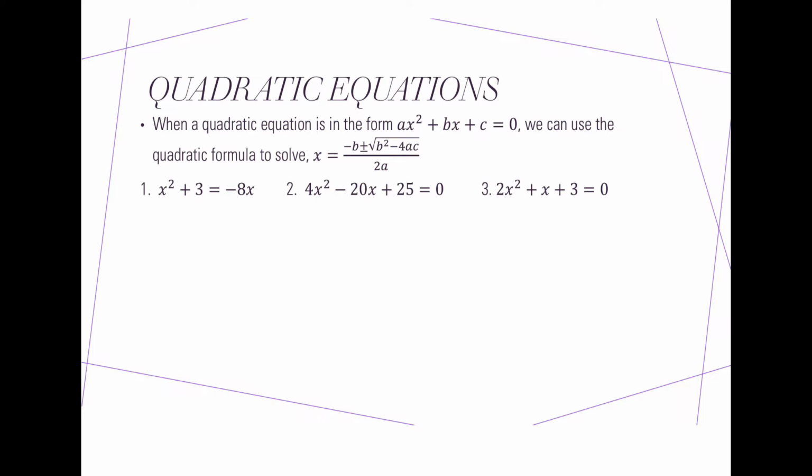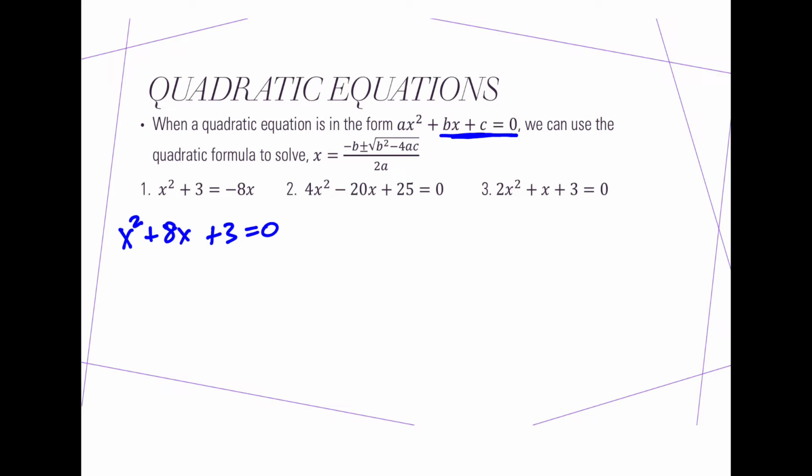So again, we want to first set it equal to 0. We always want to do that. Whenever it's a quadratic, it must always be set equal to 0. And so I'm going to do that first with this problem here by adding 8x to both sides. That'll give me, putting that term in the middle, x squared plus 8x plus 3 equaling 0.